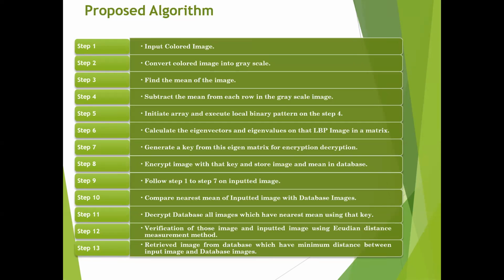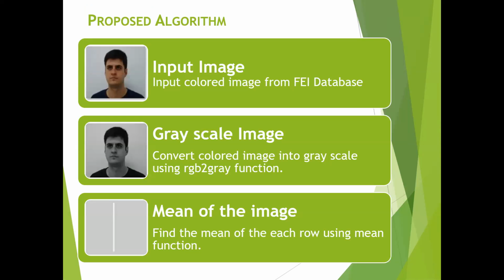So here we have hybridized the steps of two algorithms. First is LBP, second is PCA. Take the color image, convert it to grayscale, then find the mean, then execute the LBP, then execute the PCA. These are the steps with output. First there is a color image from the FEI database. These images are from the FEI database. We have used those images only for research purposes.